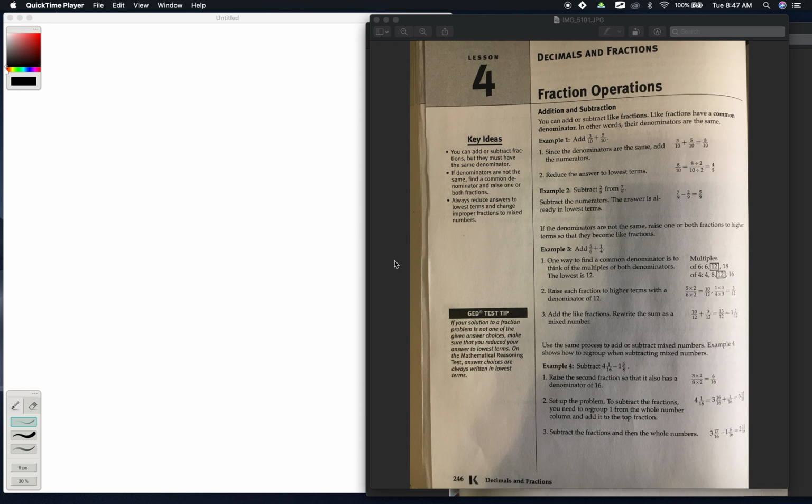Hey everybody, welcome to another lesson on the GED book 2019. Okay, so today we are doing the fractions and operations.